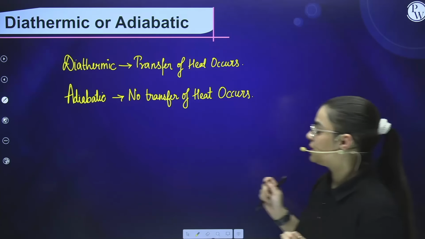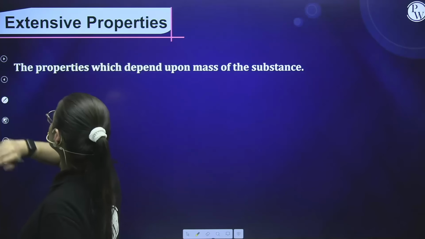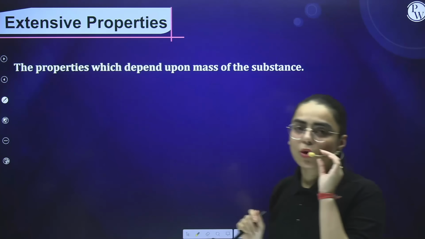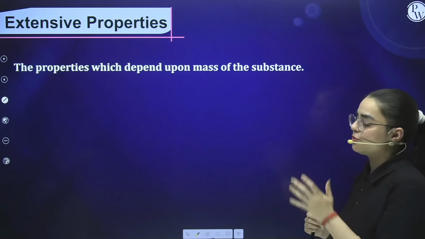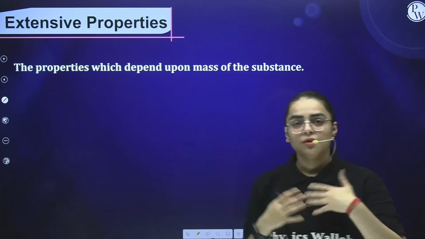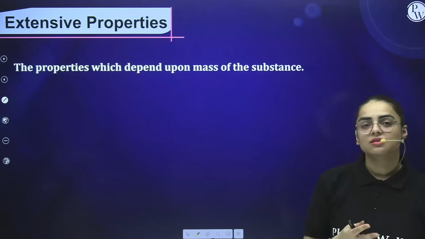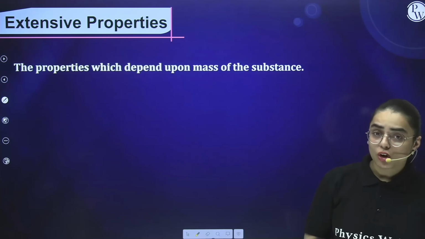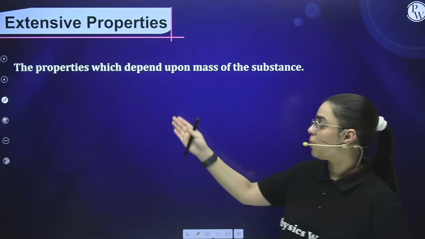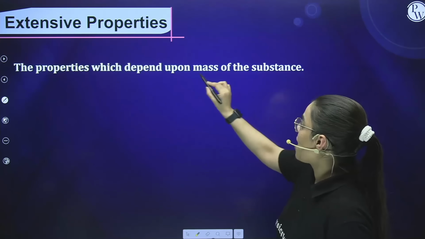Now moving forward towards our next segment, that is, students, extensive properties. What do you mean by extensive properties? See what happens. Physical properties of the particles can be divided into extensive and intensive ones. Now if I talk about extensive properties, these properties are the ones which depend upon the mass of the substance.